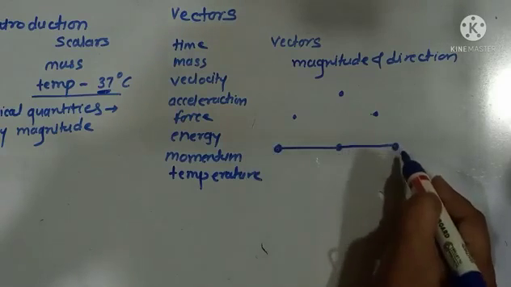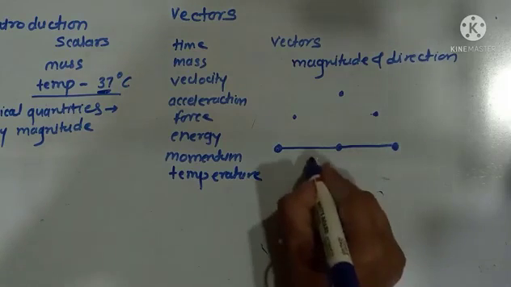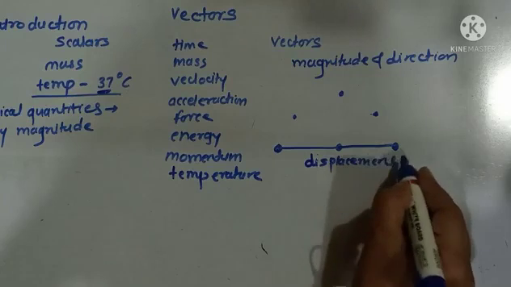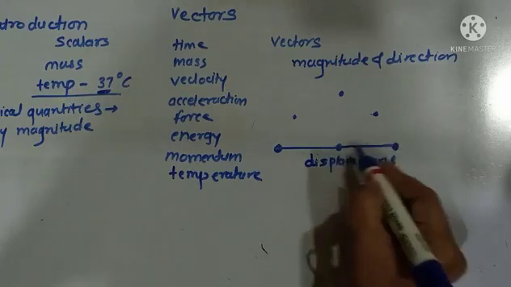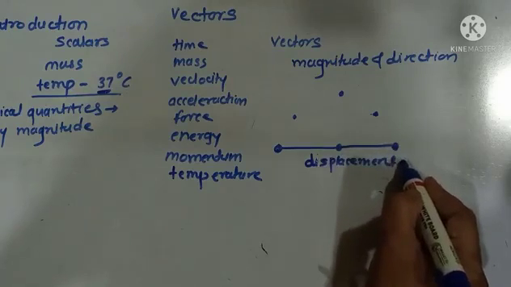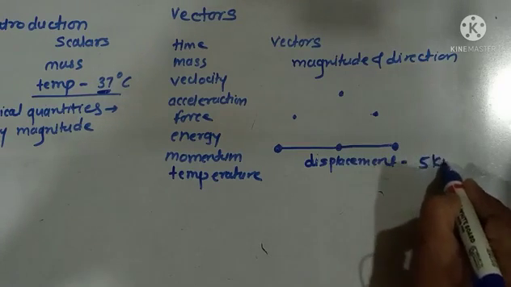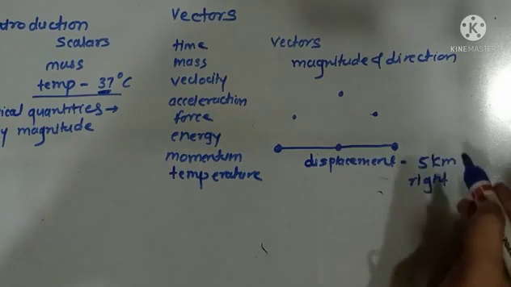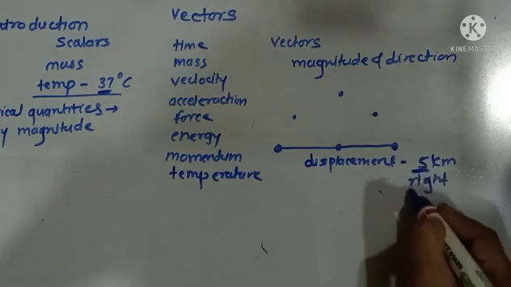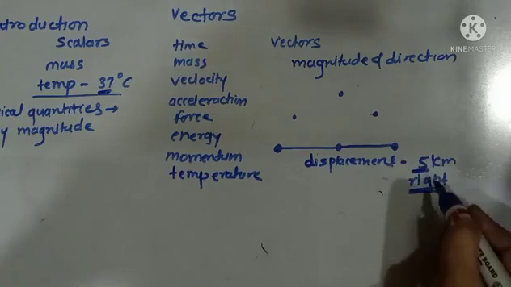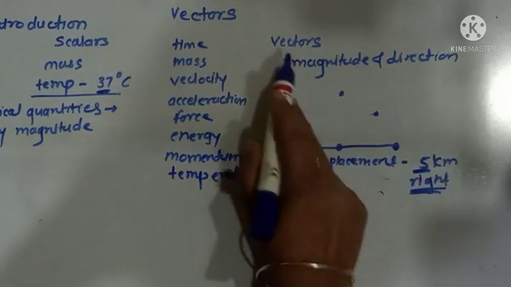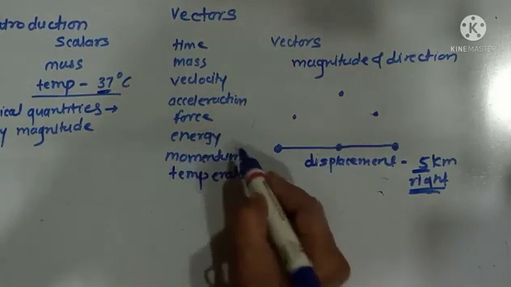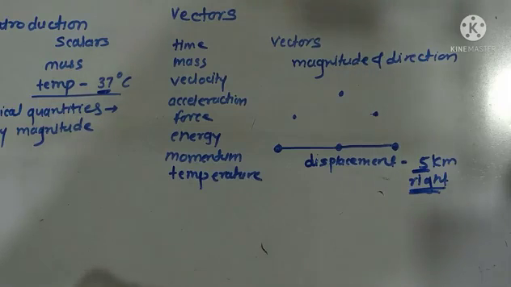So there are some physical quantities like displacement. This is a displacement, the final point where I will reach. This displacement needs 5 kilometers and on my right. So this displacement needs this magnitude as well as this direction. These types of physical quantities are called vector quantities. So displacement, velocity, acceleration, force, momentum, these are vector quantities.